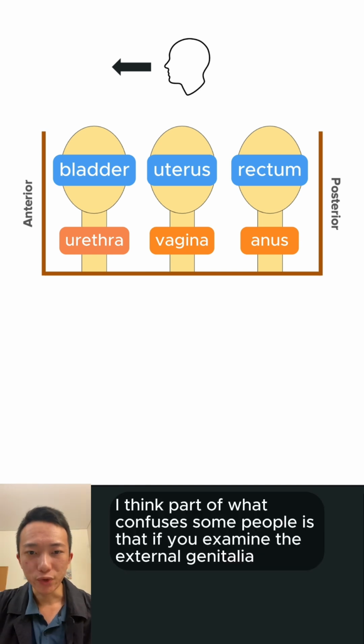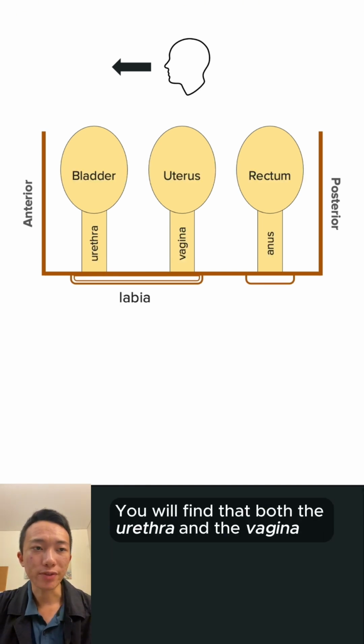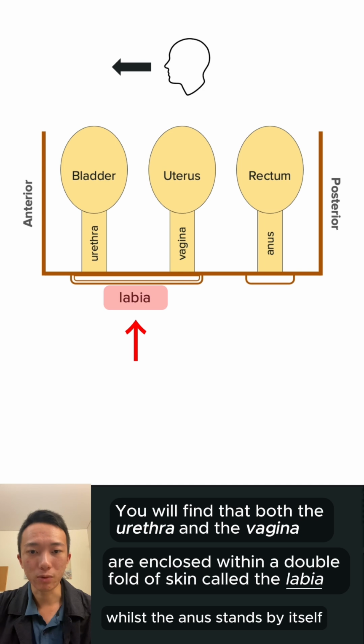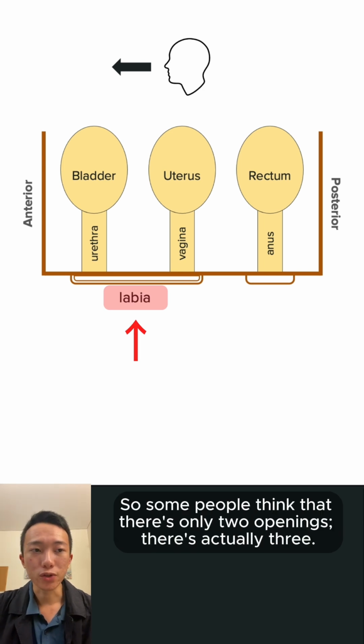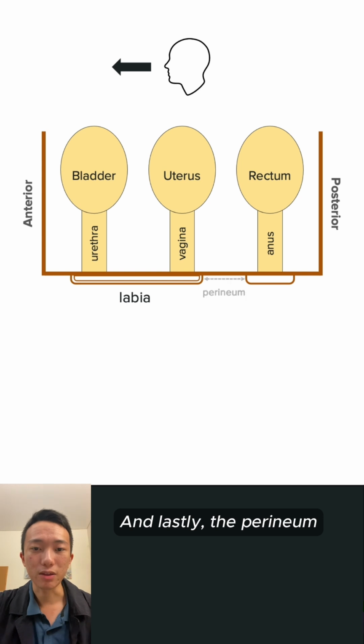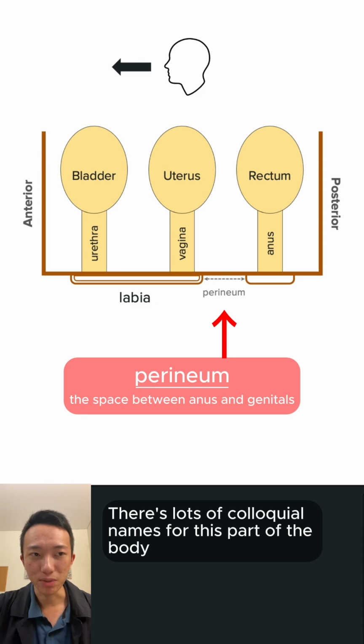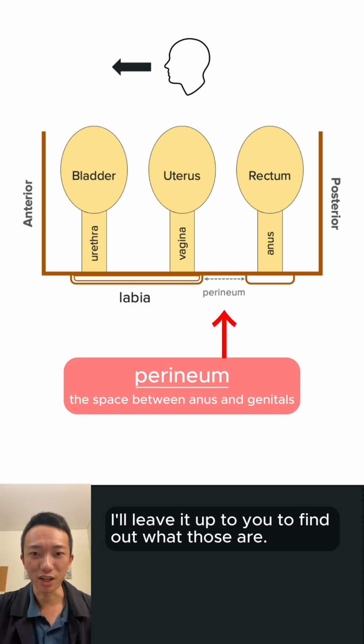I think part of what confuses some people is that if you examine the external genitalia, you will find that both the urethra and the vagina are enclosed within a double fold of skin called the labia, whilst the anus stands by itself. So some people think that there's only 2 openings, there's actually 3. And lastly, the perineum is just the space between the anus and the genitals, in both men and women. There's lots of colloquial names for this part of the body. I'll leave it up to you to find out what those are.